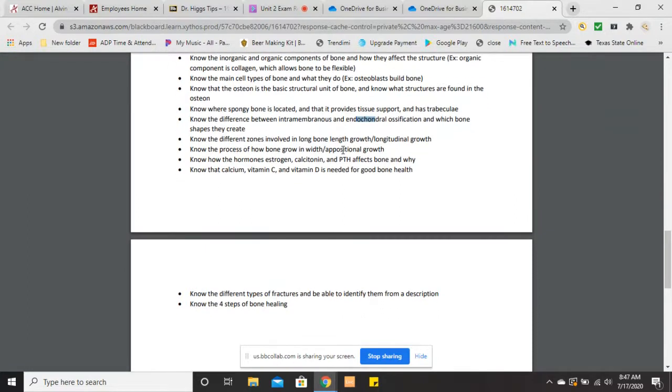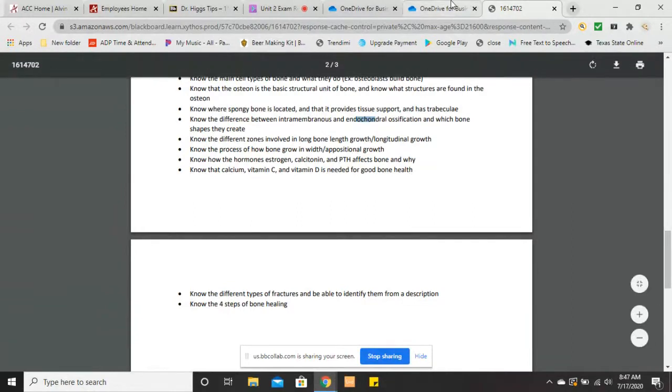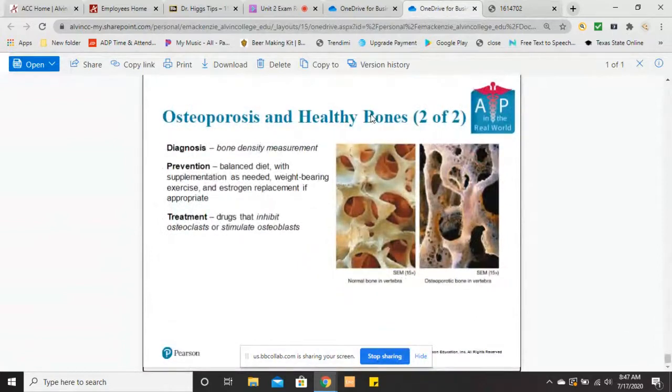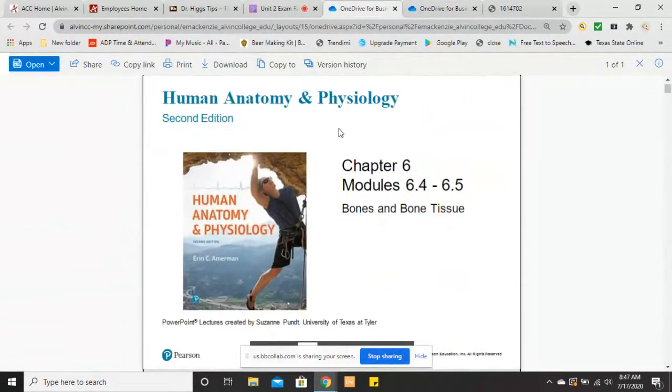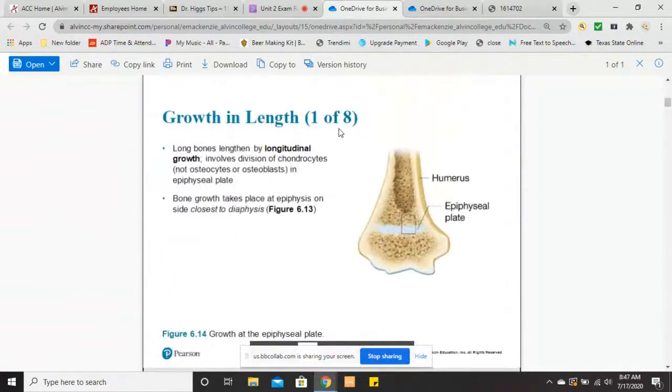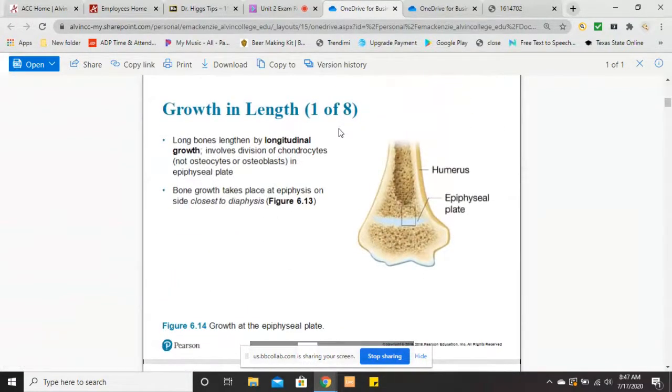And now that you know how to make bone to a certain extent, now we've got to grow it. And when we grow bone, we grow in length. We call that longitudinal bone growth. And we grow in width. We call that appositional bone growth. So we've got to know about both. Let's do length first. Let's do longitudinal bone growth first. And this is going to involve your epiphyseal plate. Remember, your epiphyseal plate is just a strip of cartilage separating the epiphysis from the diaphysis.